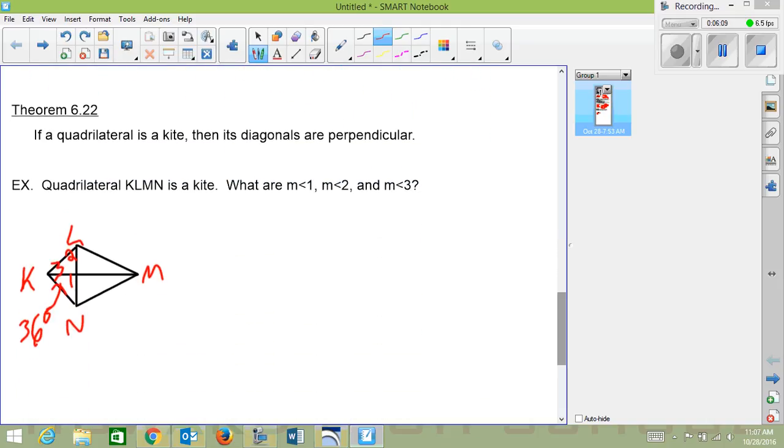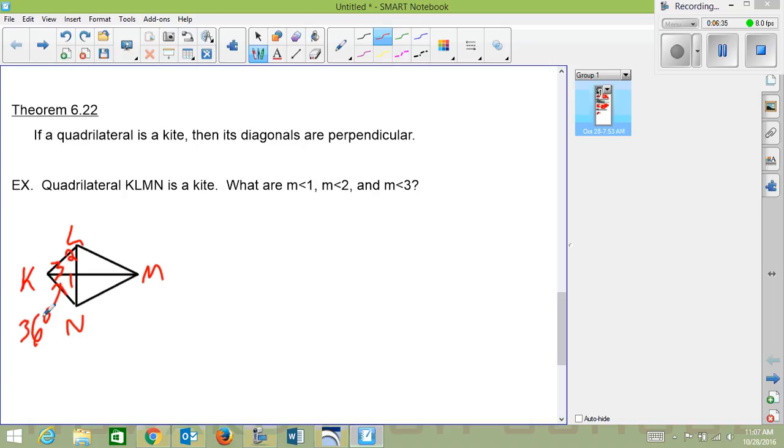Theorem 6.22: if a quadrilateral is a kite, then its diagonals are perpendicular. Here I have drawn a kite, and I drew its diagonals here and here, and you can very clearly see that they are perpendicular. Quadrilateral KLMN is a kite. What are the measures of angles 1, 2, and 3?